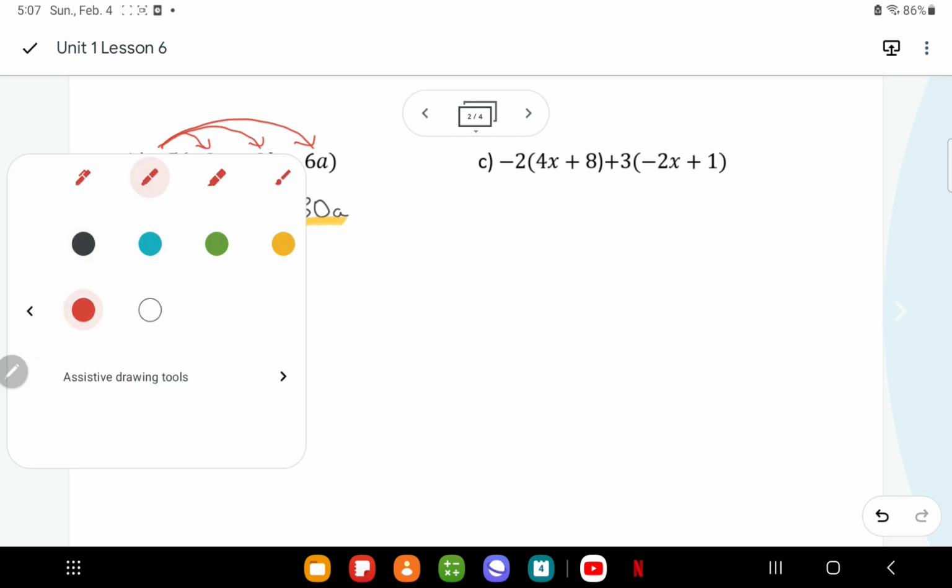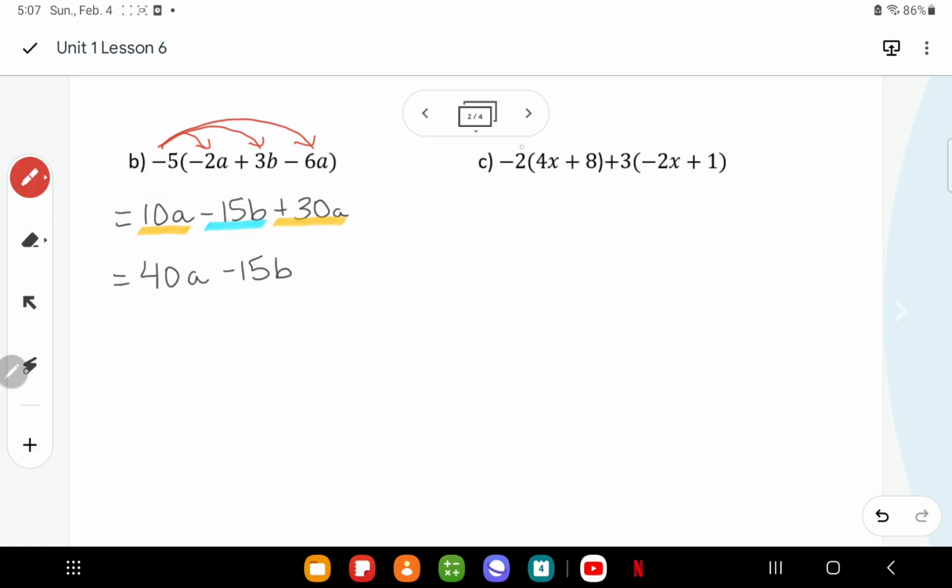Okay, so for our next one, we're going to take this negative 2. The negative 2 distributes into the 4x and to the 8. It does not keep going. When you see the end of that bracket, the negative 2 has done its multiplying job. You don't keep it going.